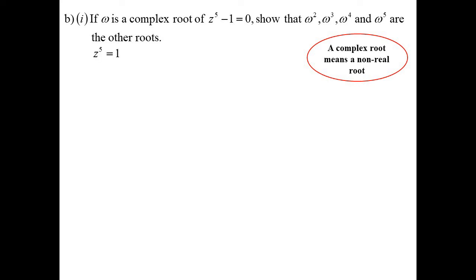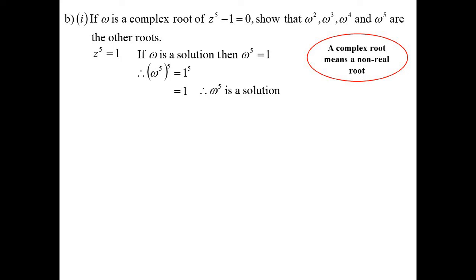So z to the power of 5 is equal to 1, but we know if w is a solution, then w to the power of 5 must be 1. Well, w to the power of 5, all to the power of 5, would be 1 to the power of 5, which is 1. So w to the power of 5 must also be a solution. Well, guess what? I can keep doing this. w squared to the power of 5 is the same as saying w to the power of 5, squared. Well, w to the power of 5 is 1, and 1 squared is 1, so w squared is a solution.